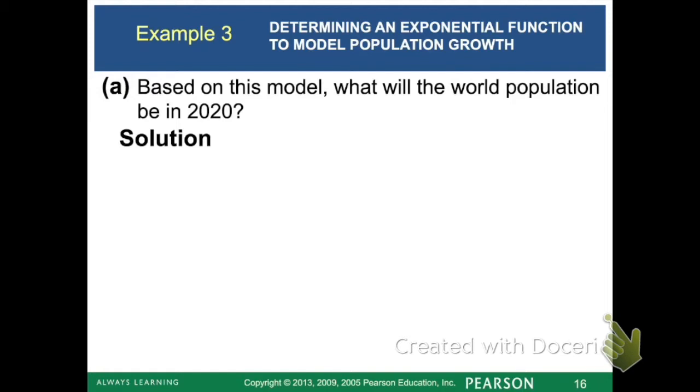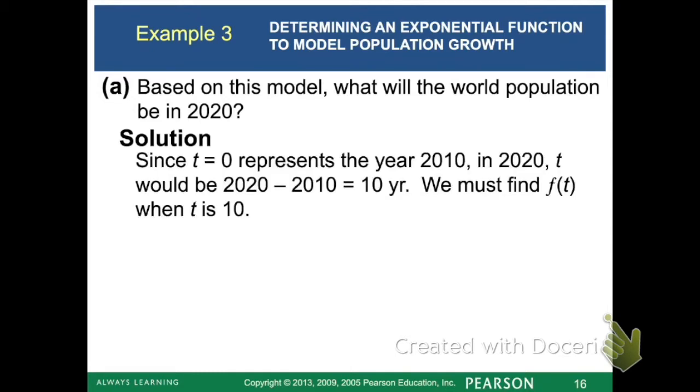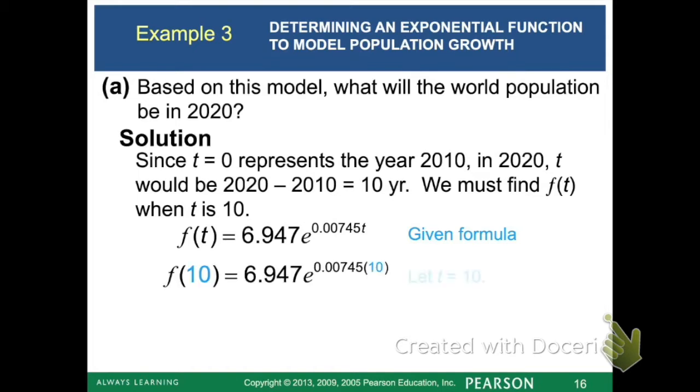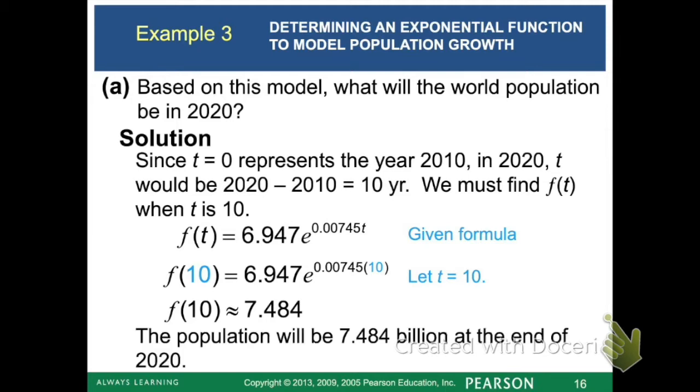So first of all, we need to figure out what to plug in for our years. We're not going to plug 2020 in. T equals 0 was at 2010, so we're going to use T equals 10 since 2020 is 10 years later. So we take the formula that we were given on the last slide, and we're going to plug 10 in for T and evaluate. We get approximately 7.484. So our answer is the population will be 7.484 billion at the end of 2020.